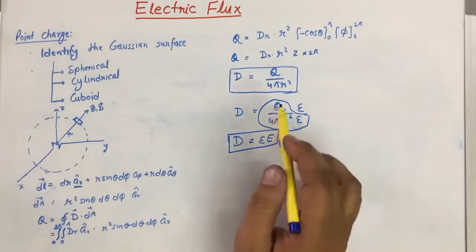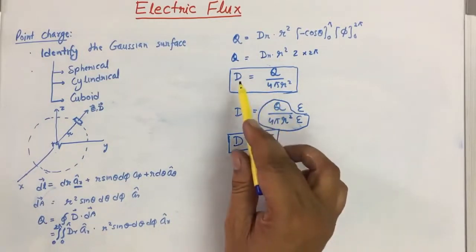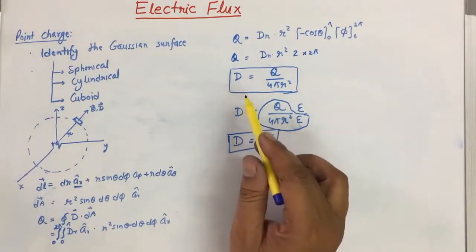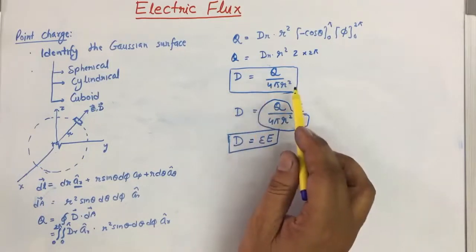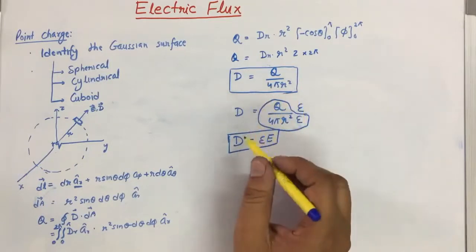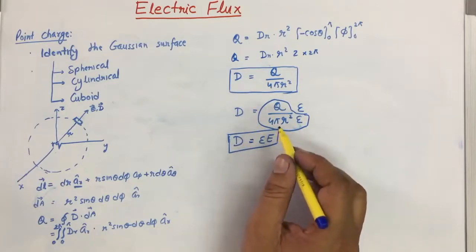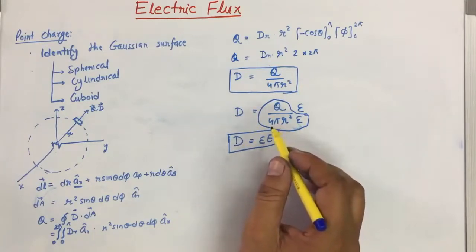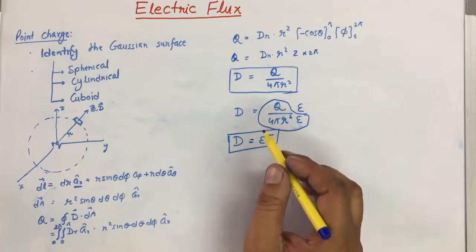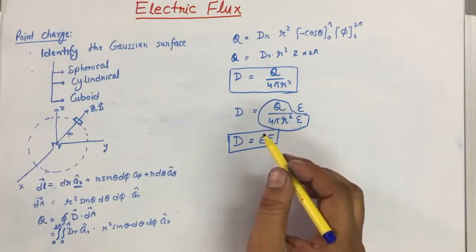So in this way we derived the electric flux density, and the relationship between electric flux density and electric field, with the help of Gauss law. So for today we can stop at this point.